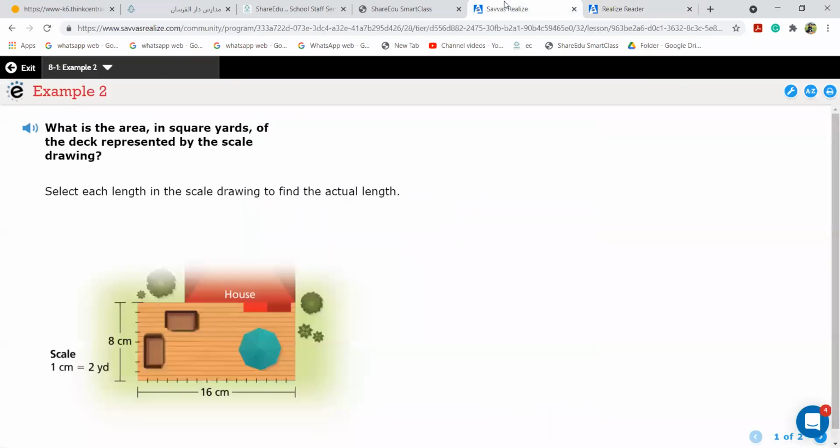Example 2. Okay. What is the area in square yards of the deck represented by the scale drawing? Select each length in the scale. They are asking you area in square yards. Area, okay? First, you must know the area of a rectangle. What is the area formula? The formula of area is equals length times width, okay?